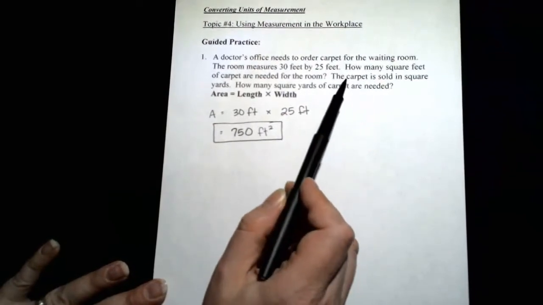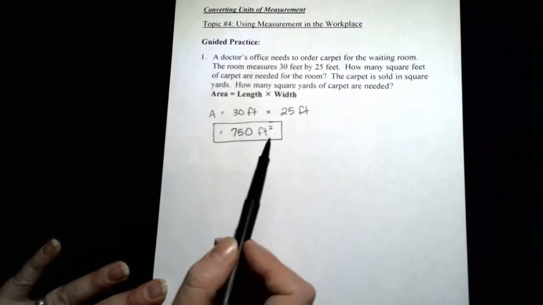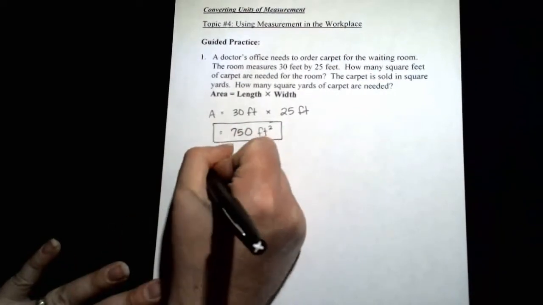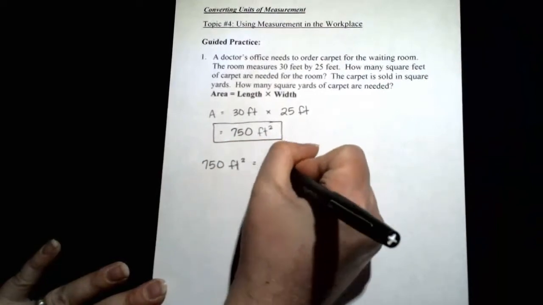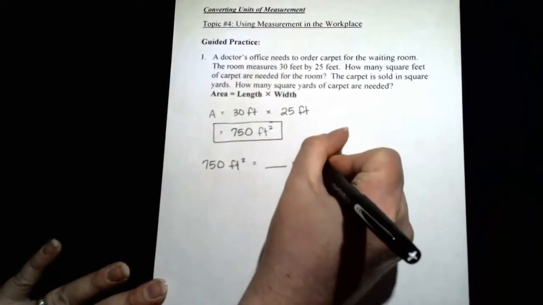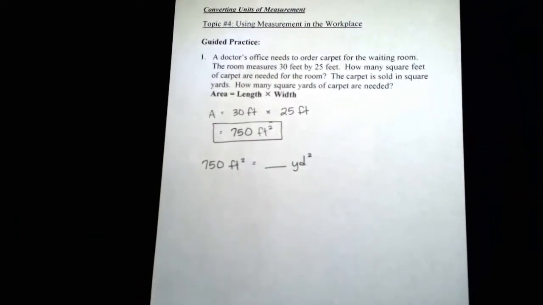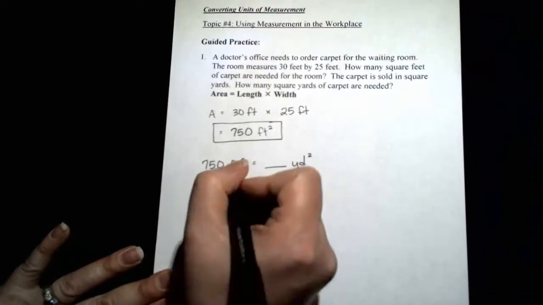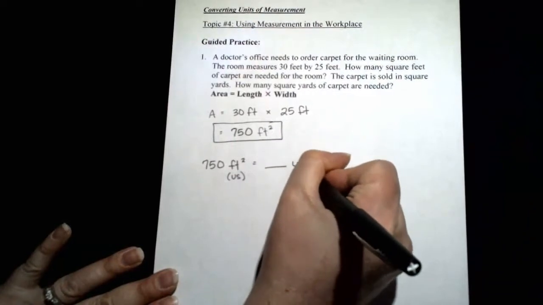Now for the second part, it says the carpet is sold in square yards. So how many square yards are needed? Since we have square feet and we're being asked for square yards, we can just do a conversion. Basically what the question wants to know is, how many square yards is 750 square feet? So we're going to look at the type of measurements we've got. Feet, even though it's squared, is a U.S. measurement, and yards is a U.S. measurement.